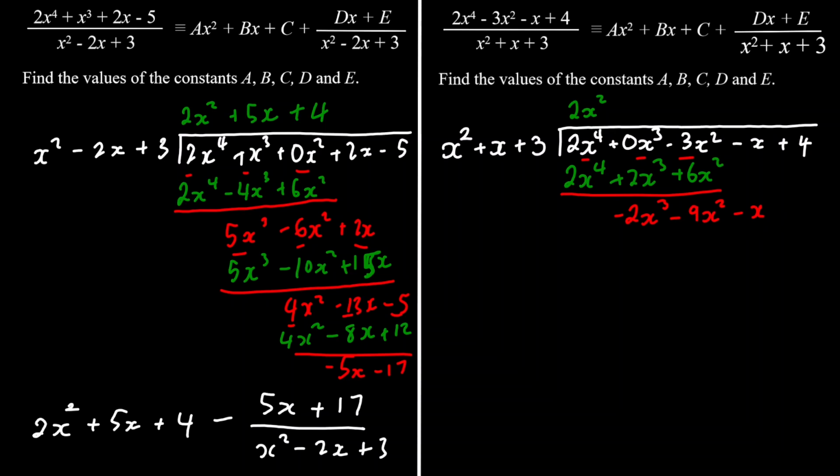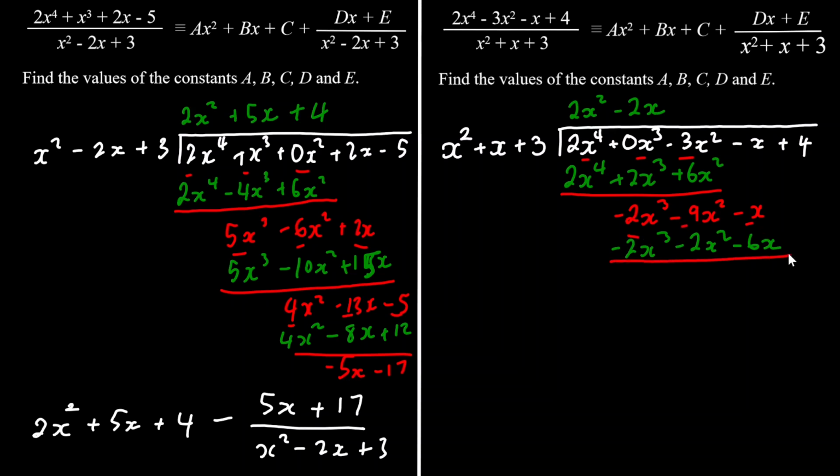Negative 2x cubed over x squared is negative 2x, times by the negative 2x. So negative 2x times x squared is negative 2x cubed. Negative 2x times x is negative 2x squared. And negative 2x times 3 is negative 6x. Take away.